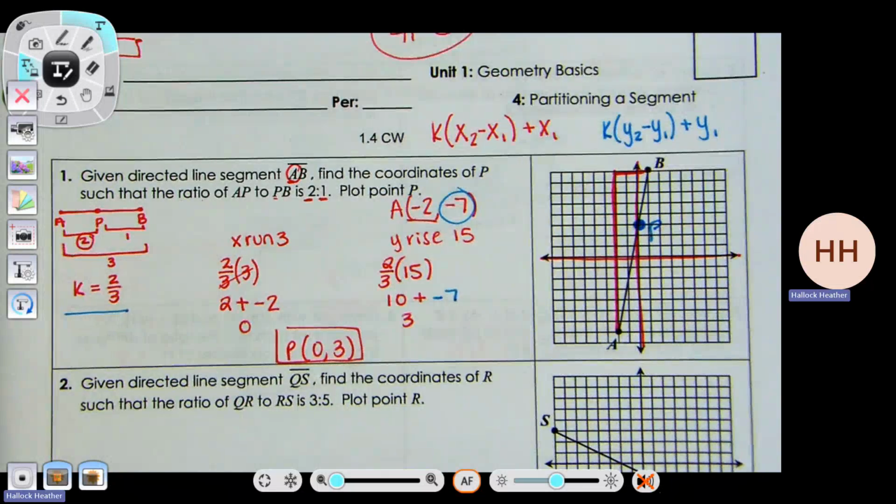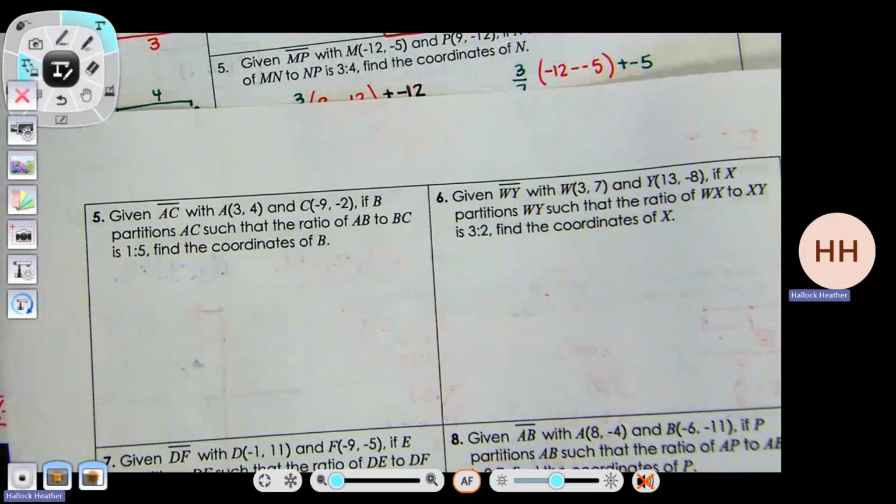Let's do one on the back because you don't have the graph. And then I'll tell you which ones you can skip. So let's do one on the back to kind of freshen up our brains. So on the back, let's talk about number, there's a specific problem I want to do.